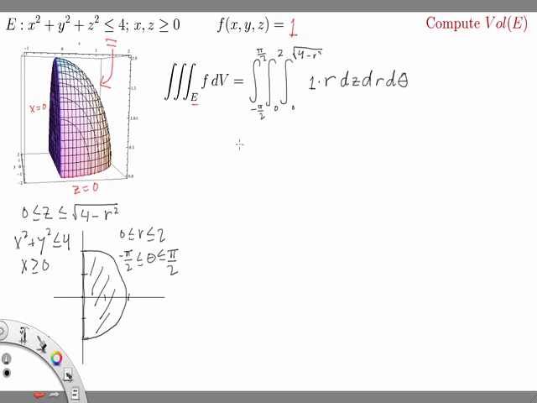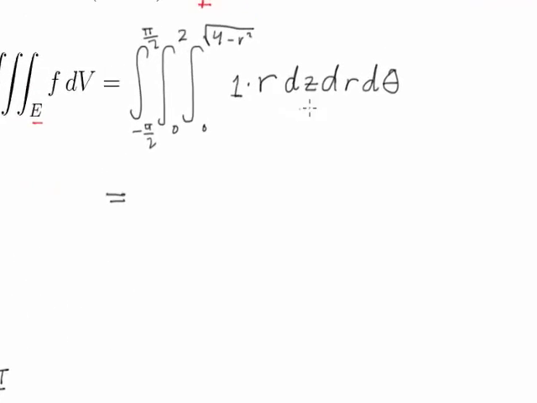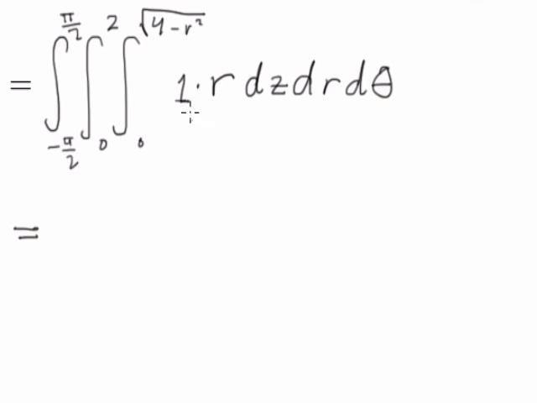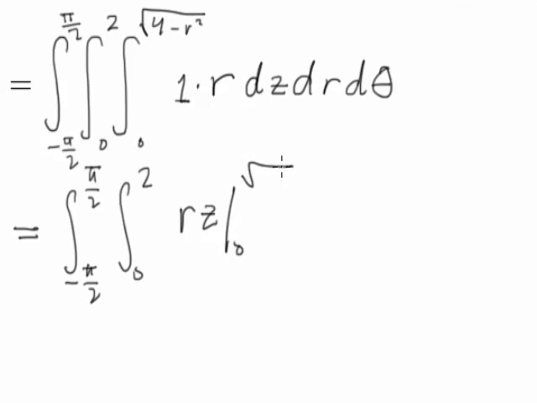Alright, so at this point we're set up, and now we're just going to do this triple integral. The first thing we're going to integrate is with respect to z, and this is a constant function with respect to z. So in the end we just get the integral from minus pi over 2 to pi over 2, 0 to 2, of r times z evaluated from 0 to root 4 minus r squared.